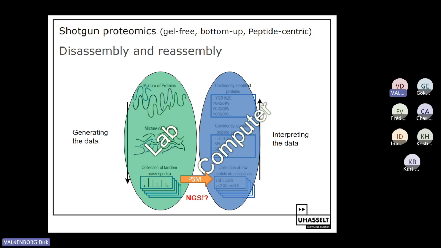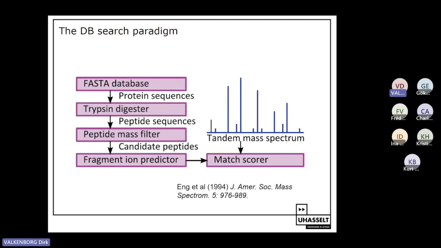And in a typical proteomics experiment, we have thousands of these tandem mass spectra that need interpretation. And we will use a computer for that. That's why we need to talk about bioinformatics in this session. So what will the bioinformatics algorithm look like? What we will do is completely mimic the procedure that we do in the lab. We do that also on the computer.